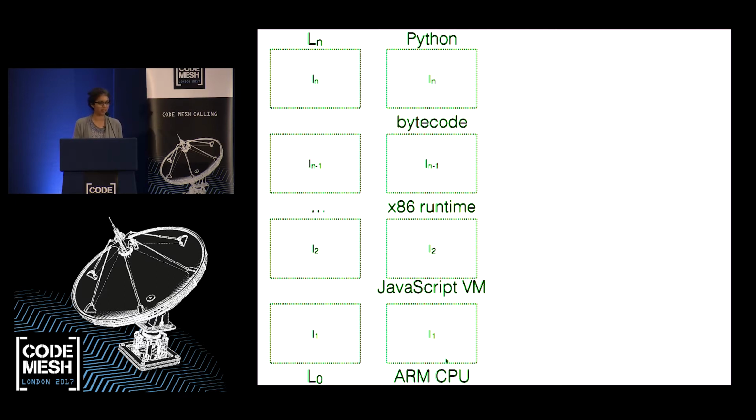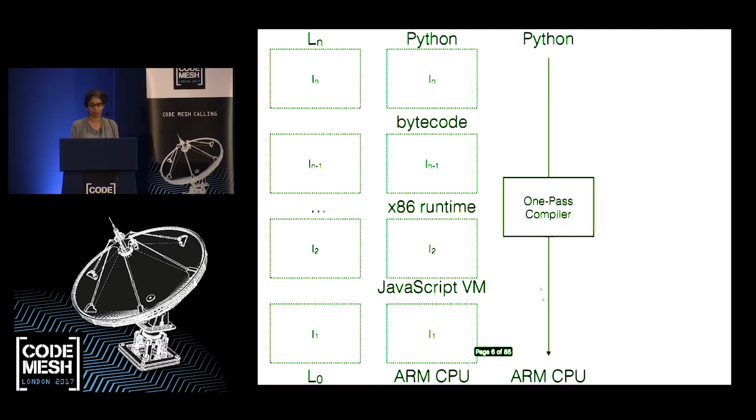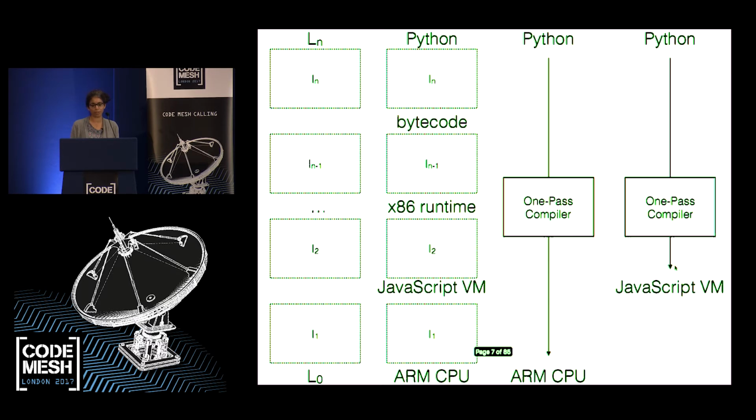Of course, in this talk, I'm not going to show how to collapse this tower in particular, but more in an idealized setting. But here, really, what it would mean is that we would maybe want to have a one-pass compiler that translates directly from Python code to the ARM CPU, or maybe we want to do some partial collapsing, so maybe even going from the Python code to the JavaScript VM would be nice already, so you can ship optimized code to the browser this way.